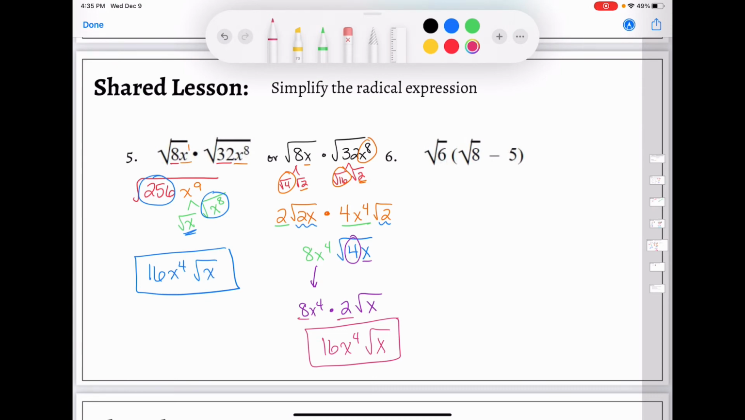All right, number 6 now, looking like a little bit different here. Now, remember, what would you do if you have a number outside of parentheses?